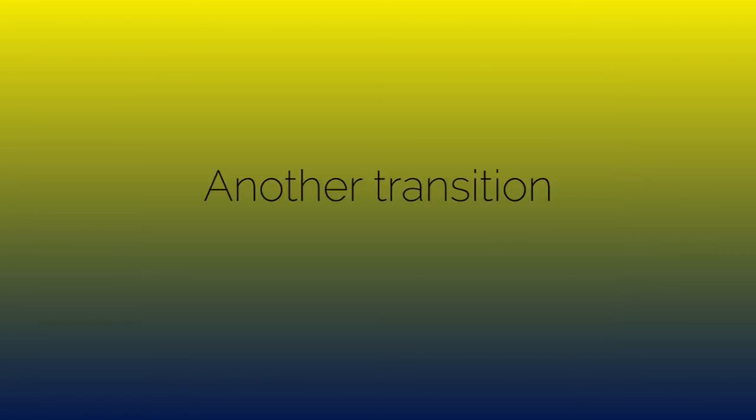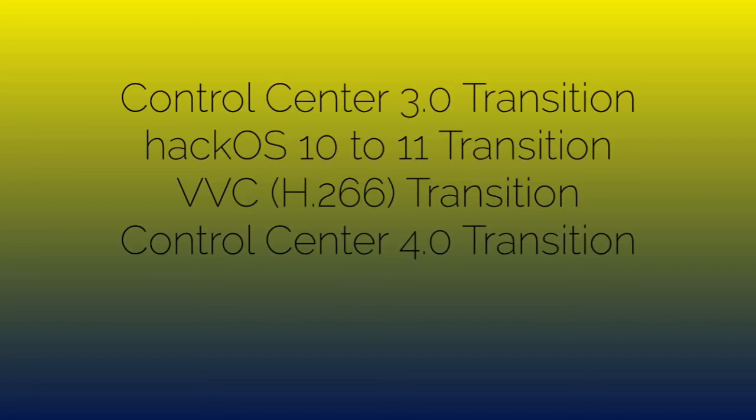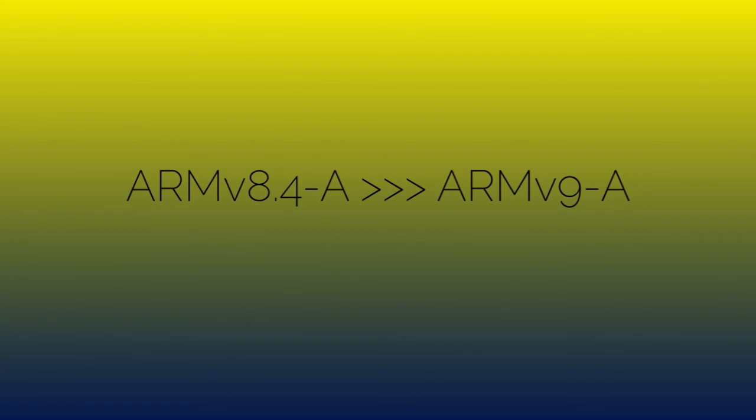And now, number 6. We're announcing today another transition. We currently have 4 transitions. The Control Center 3.0 transition, the macOS 10 to 11 transition, and two transitions that are going on right now, the VVC transition and the Control Center 4.0 transition. And now today we're announcing the ARM V8 to ARM V9 transition. And that will take place from 2021 to 2023.